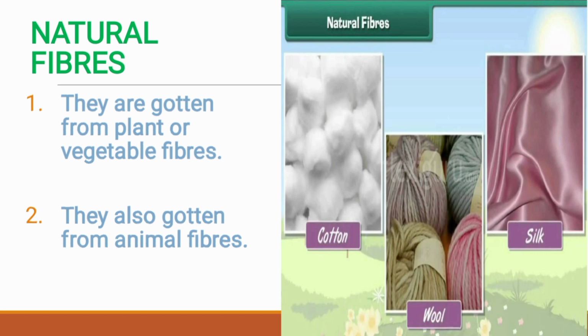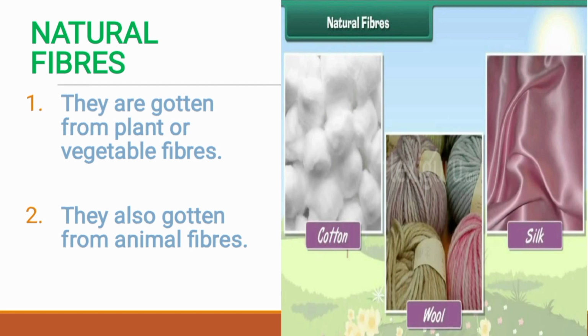We said they are gotten from plant source and animal source. Now, what are the fibers that are gotten from plant source? The example of fibers that are gotten from plants are the cotton and the linen. The cotton plant is the one that produces the cotton fiber, while the linen is gotten from the flax stem, the stem of the flax plant. That is what they use in the production of linen fiber.